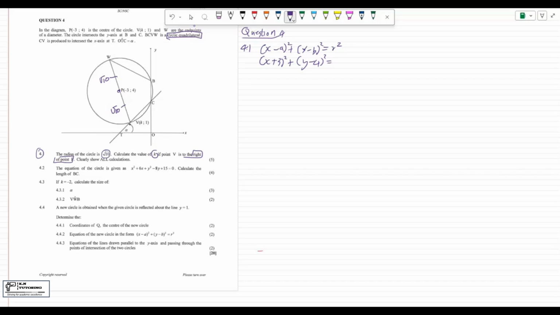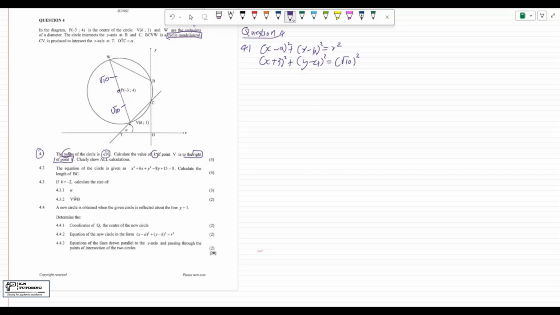I need to substitute the radius. I was told that the radius is square root 10. So I can say my radius is square root 10, then squared. Right? Now I've got a problem, but I've got a very nice problem. They want me to find the value of K, and K is the point on the circumference of the circle.